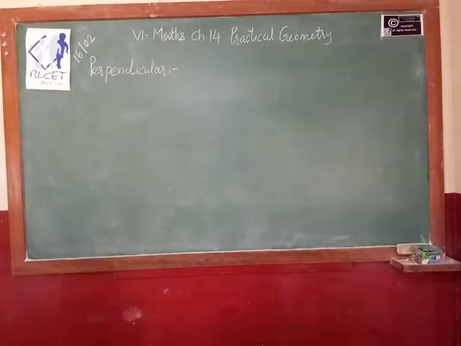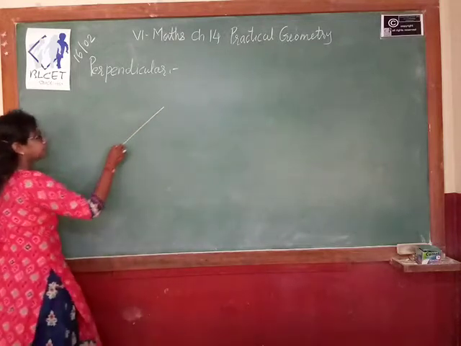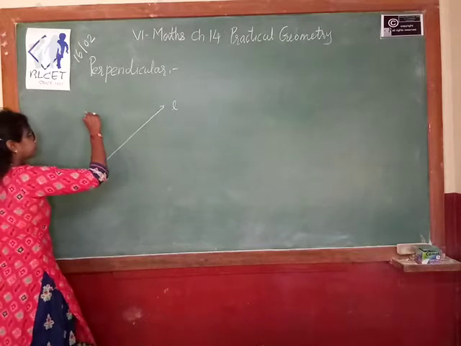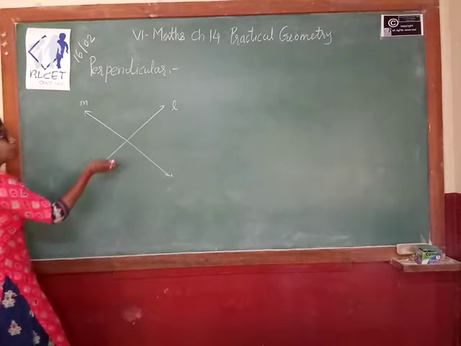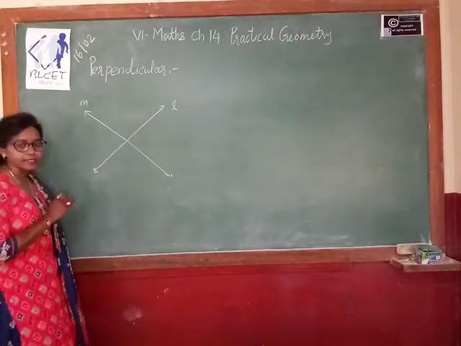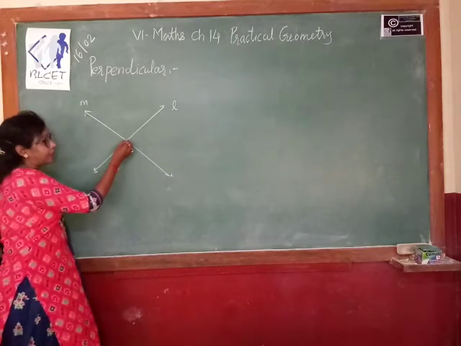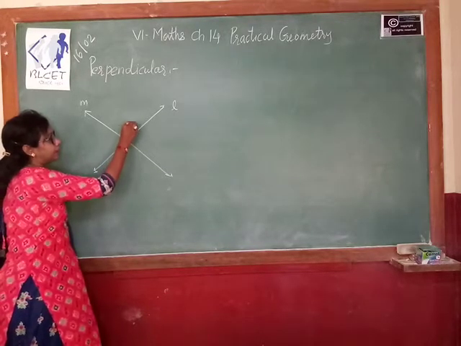Now see the concept of perpendicular. What do you mean by perpendicular? Suppose you have 2 line segments L and N. Both the line segments are intersecting each other in such a way that wherever there is an intersecting point, here you are getting the angle that is 90 degree.